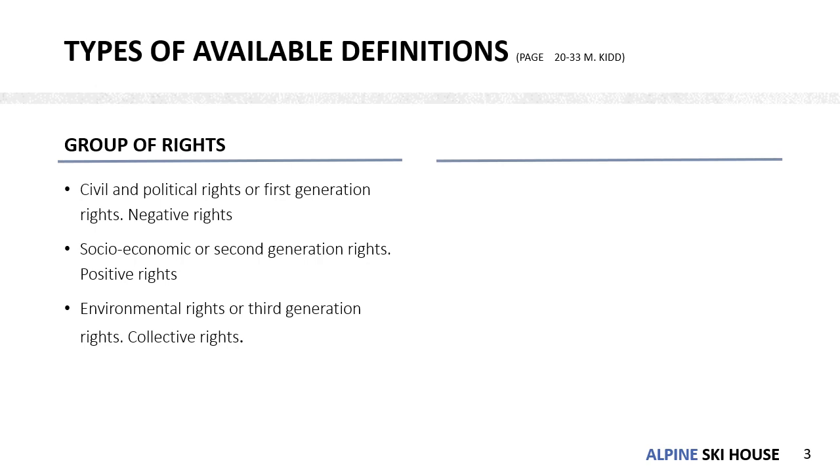And then we have positive rights, which need positive enforcement. These are the second generational rights, the social, economic, and cultural rights. These rights include the right to work, food, and housing. They need positive action by the state to ensure that these rights are there, right?